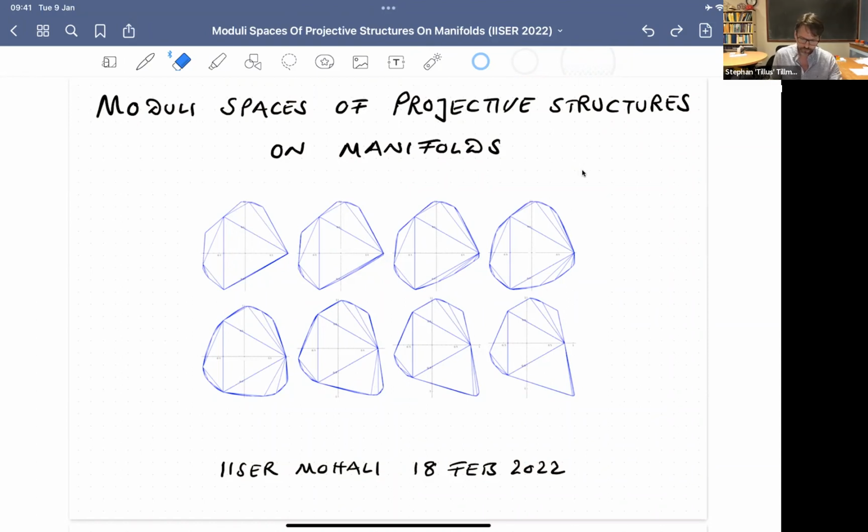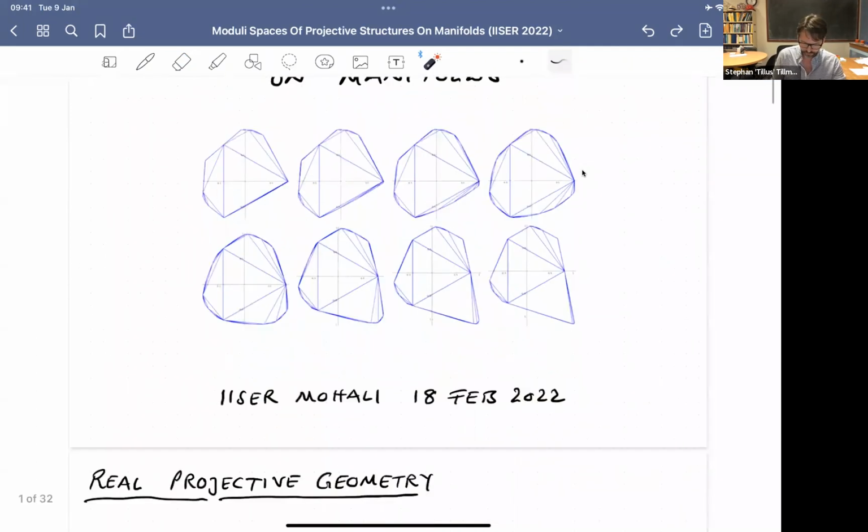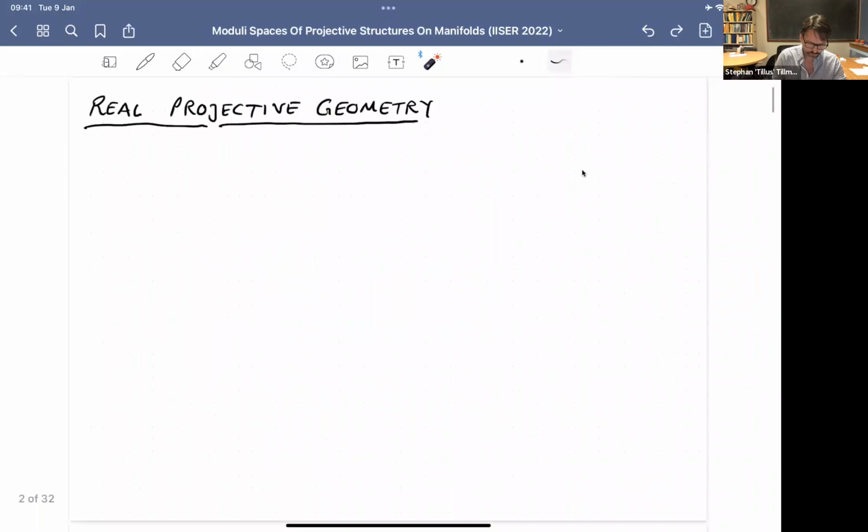Okay, so I want to talk about these moduli spaces and some of the things that I liked about them. But before I do this, I guess I should introduce real projective geometry. Yeah, so the projective space, most people are familiar with, but let me take a thinner pen.